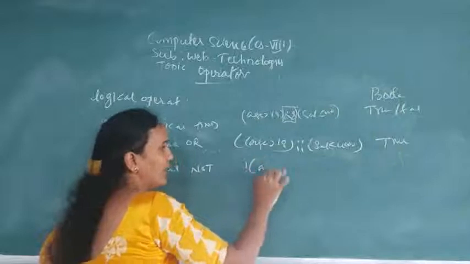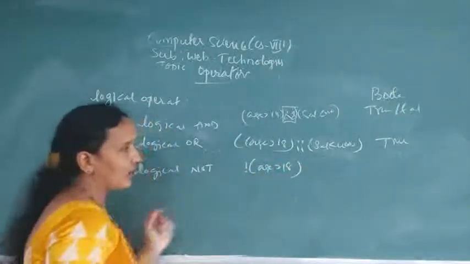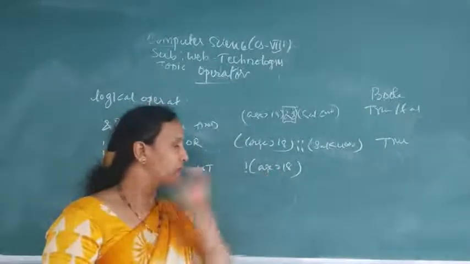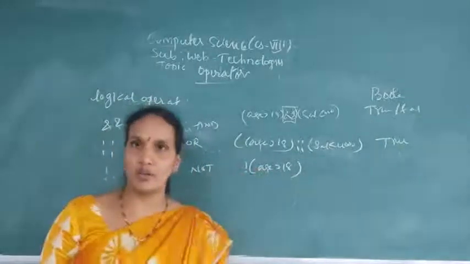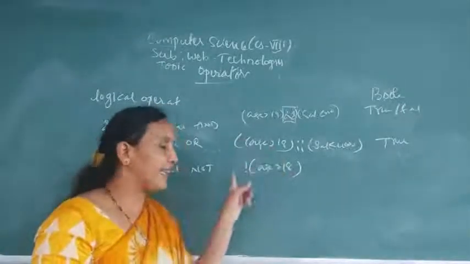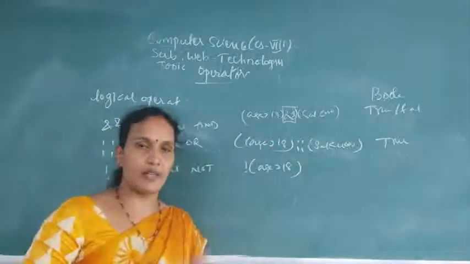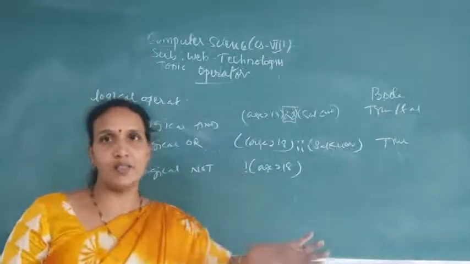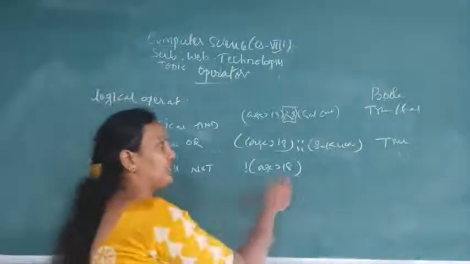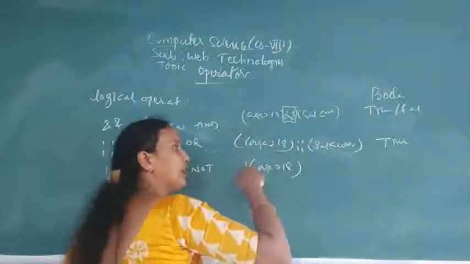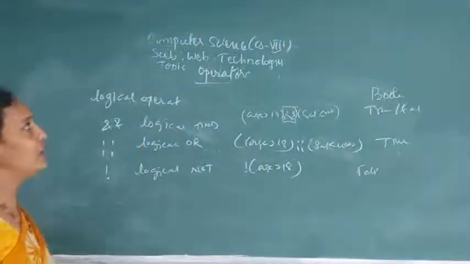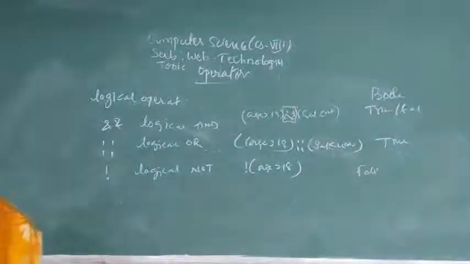Not age, here age. See, in this relation expression, whatever result you are getting, for example from this relation expression you are getting a true result. That true result's negation you will get, the opposite you will get. For example here, if you get a true result, then here you will get a false result. Negation result you will get. That is the norm. For example, if age is greater than 18, it is true, then you will get false as a result. Okay. So these are the logical operators available in JavaScript.